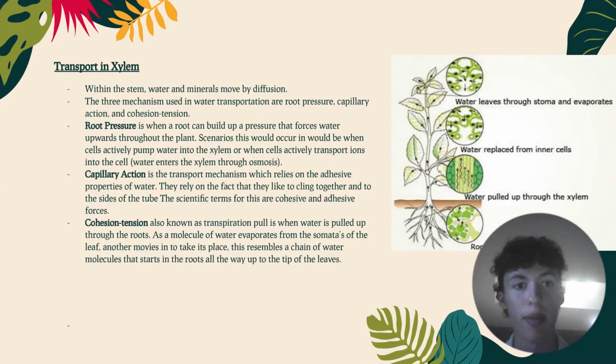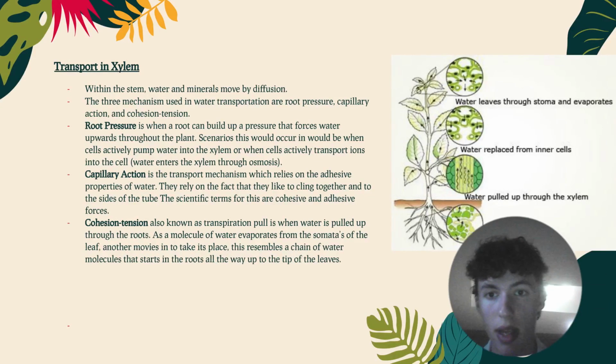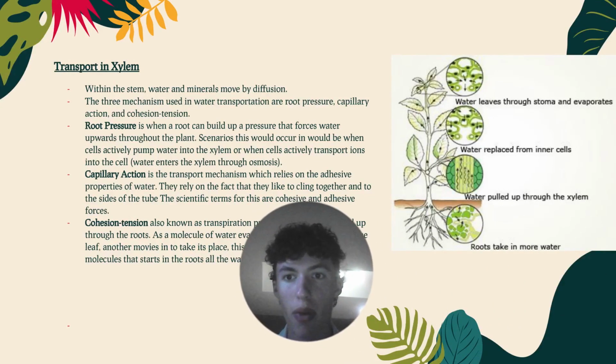In transporting through the xylem within the stem, water and minerals are moved by diffusion. The three mechanisms used in water transportation are root pressure, capillary action, and cohesion tension. Root pressure is basically when the roots build up a pressure that forces the water upwards. Capillary action is a transportation mechanism that relies on the adhesive properties of water. Water likes to cling together and to the sides of the tube. The scientific terms for this are cohesive and adhesive forces. I think we can see it a bit on the right here in the diagram.